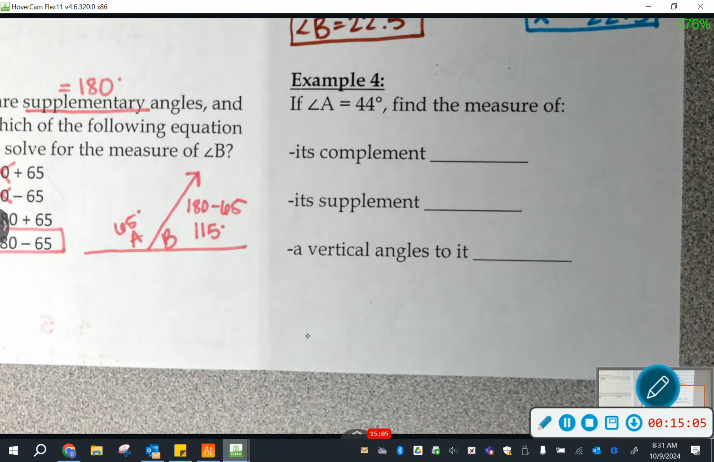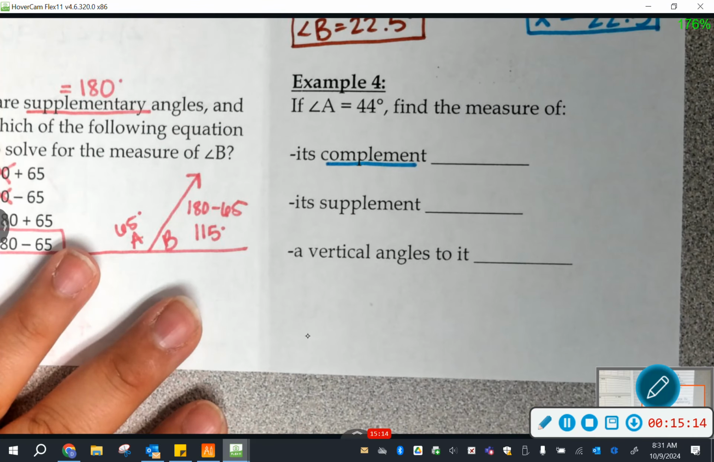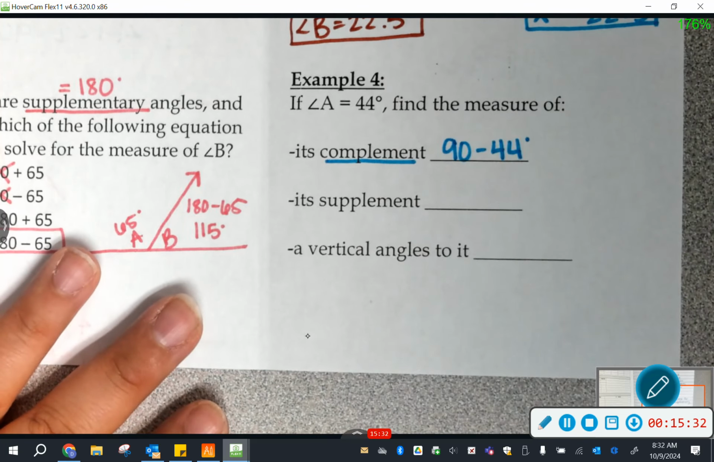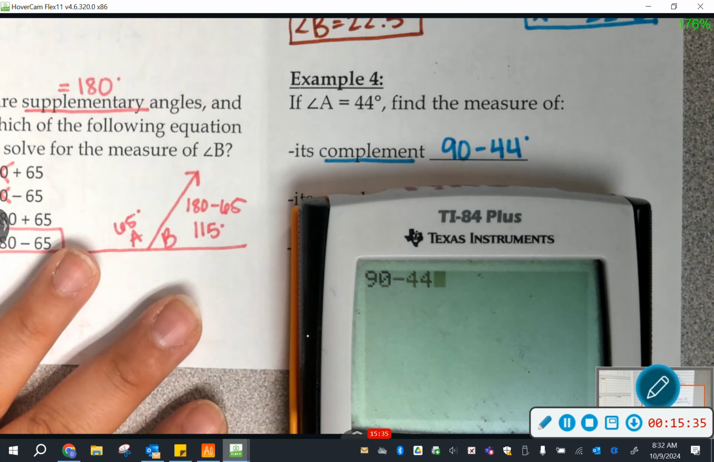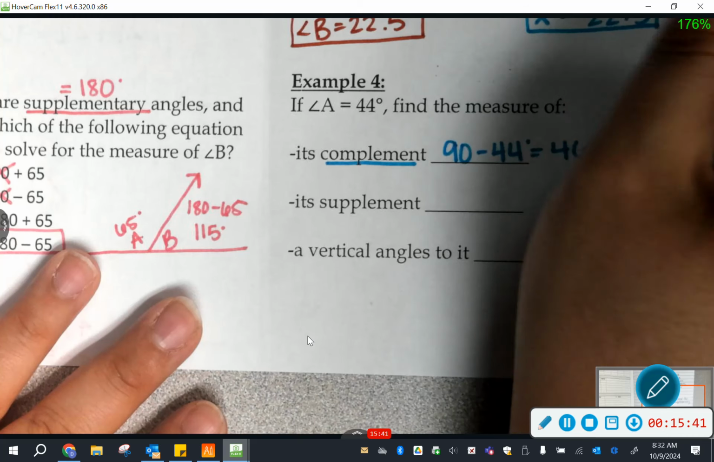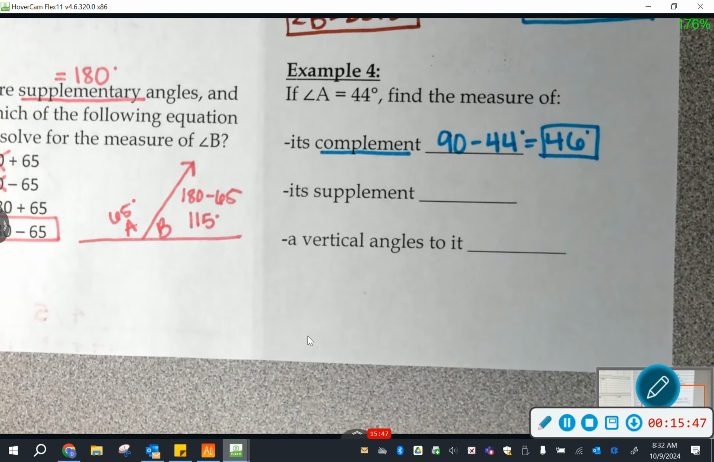Number 4. It says if angle A is 44, find the measure of its complement. What does complement mean? Complementary. How am I going to find the complement? Minus, what does complement mean? How many degrees? 90. I'm going to minus it by 90. What is 90 minus 44? 46 degrees is my answer. So complementary, we're subtracting from 90.